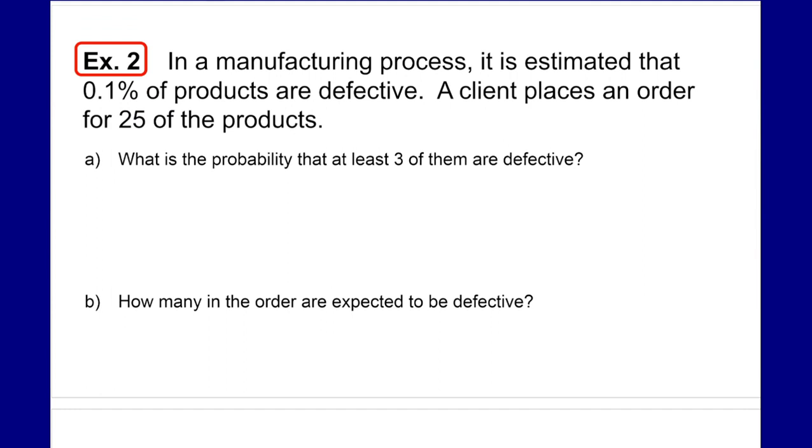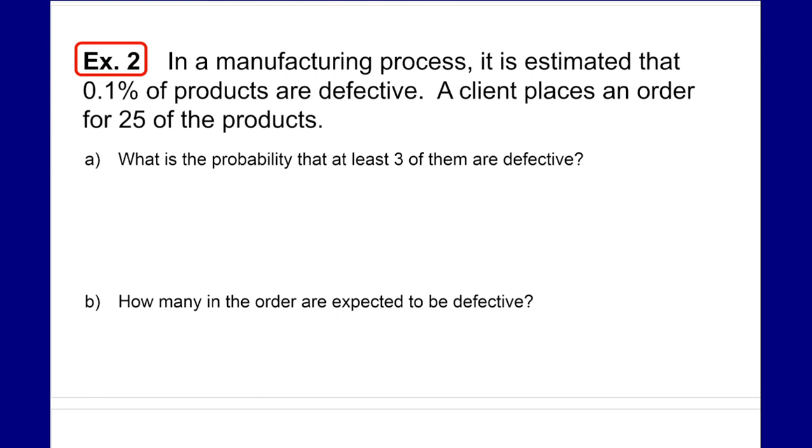Last example, so in a manufacturing process, it is estimated that 0.1% of products are defective. A client places an order for 25 of the products. What is the probability that at least 3 of them are defective? And how many in the order are expected to be defective?